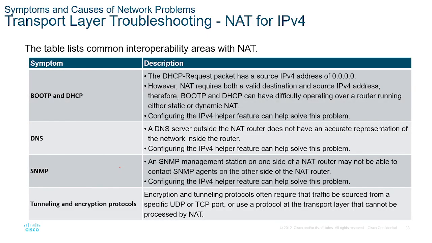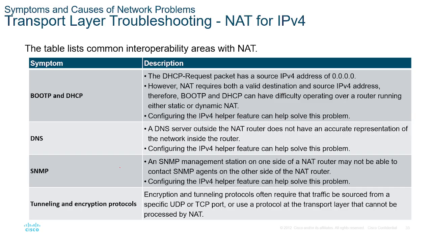Now, transport layer transfer, not for IPv4, BOOTP, and DHCP. The DHCP request packet has a source IPv4 address of quad 0. However, it does not require both a valid destination and source IPv4 address. Therefore, both BOOTP and DHCP can have difficulty operating over a router running either static or dynamic NAT.